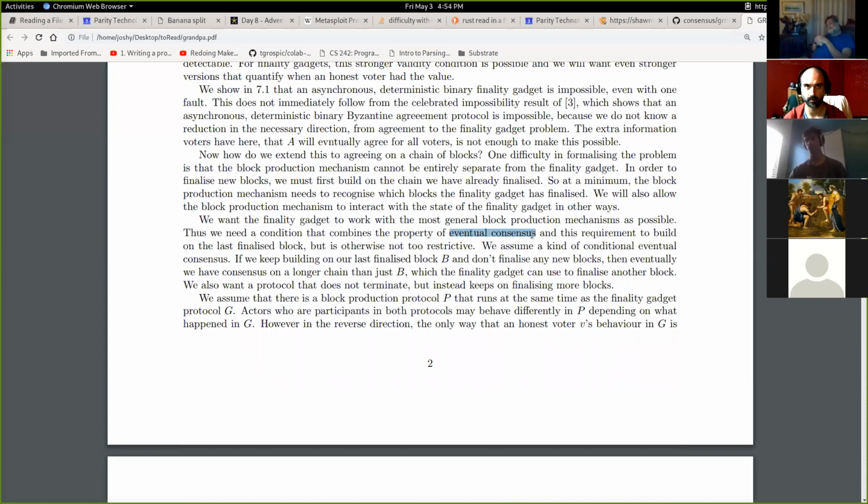So we need a condition that combines the property of eventual consensus and this requirement to build on the last finalized block, but it's otherwise not too restrictive. We assume a kind of conditional eventual consensus. If we keep building on our last finalized block B and don't finalize any new blocks, then eventually we have consensus on a longer chain than just B, which the finality gadget can use to finalize another block. We also want a protocol that does not terminate, but instead keeps on finalizing more blocks.